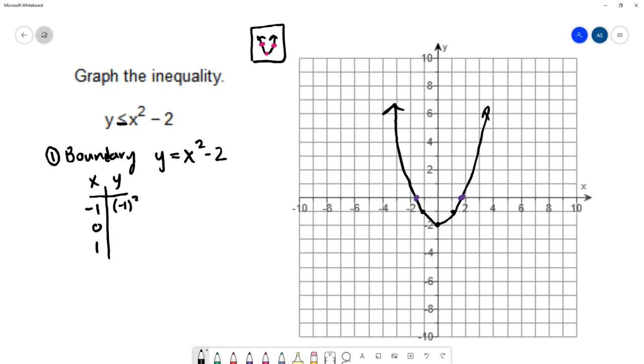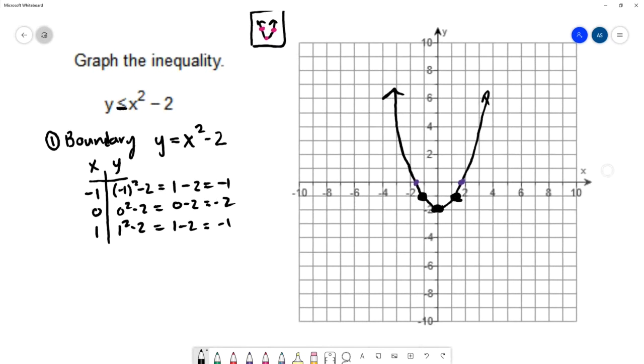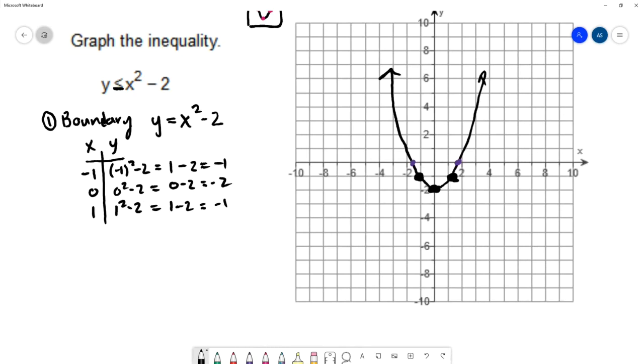And -1 squared minus 2 would be 1 minus 2, and that's -1. You can see that point right there. 0 squared minus 2 is 0 minus 2, that's -2. So we have this point here. And then 1 squared minus 2 is 1 minus 2, and that's -1. And we have this point here. So that's drawing the boundary line, and then of course considering the restrictions of graphing with MyMathLab.